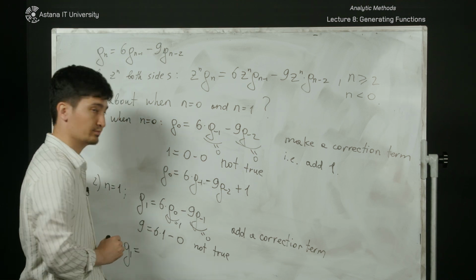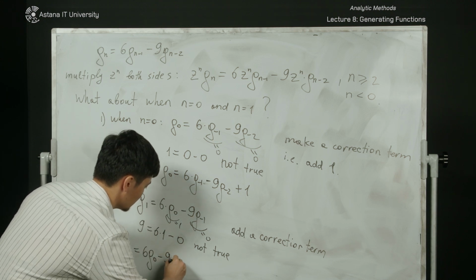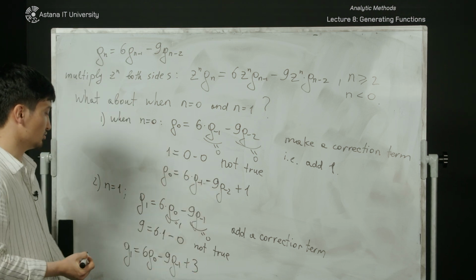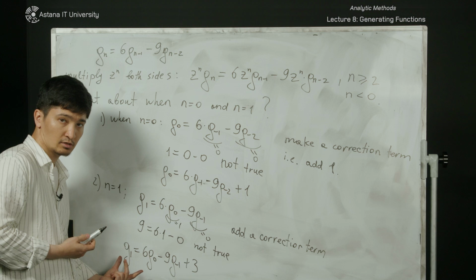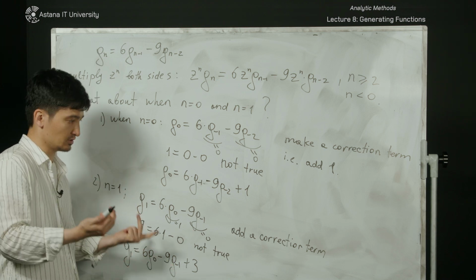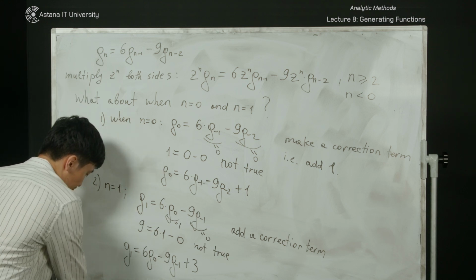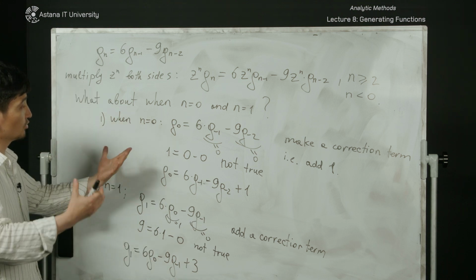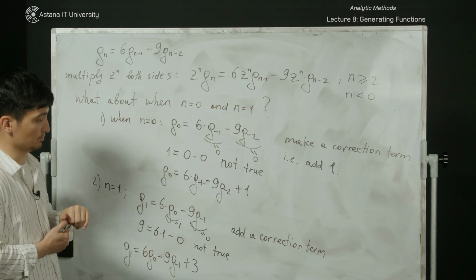G1 equals 6 times G0 minus 9 times G minus 1 plus 3. So if I add this 3 correction term, then I will have the equality to be true, right? 9 equals 9. All is good. But the problem is, how do I incorporate this 1 and 3 into a more general form, or into this expression?